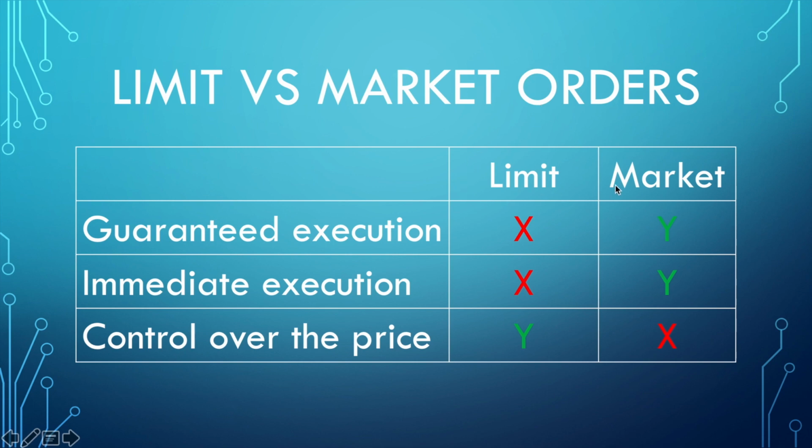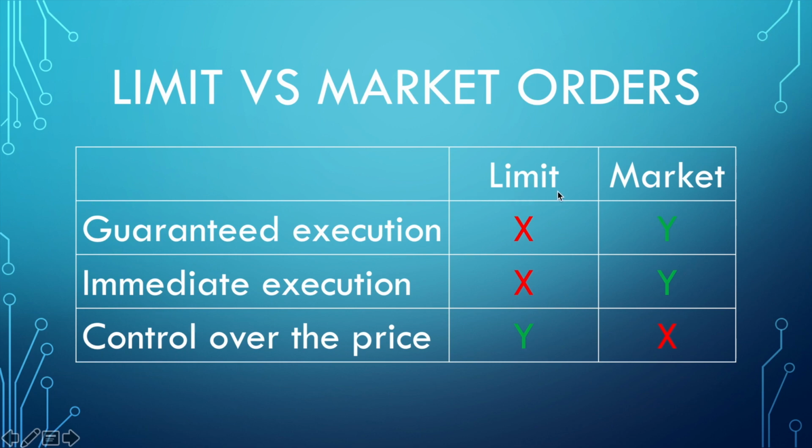Let's look at them closer. Limit and market orders have their pros and cons. Market order type guarantees immediate execution of the order. That means that the order will be executed once it is placed, and it will be executed at some market price, which we do not know in advance. This is actually the major con of a market order. We do not have control over the price, but we pay this extra cost for the speed of execution.